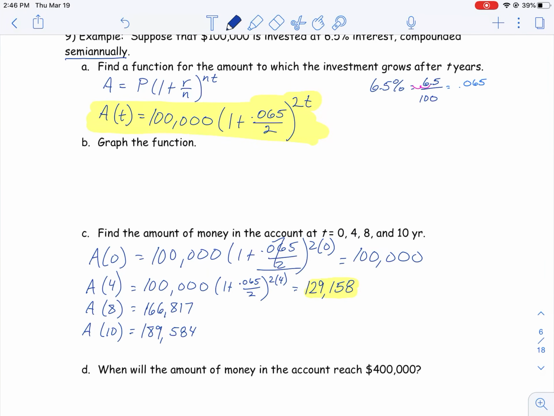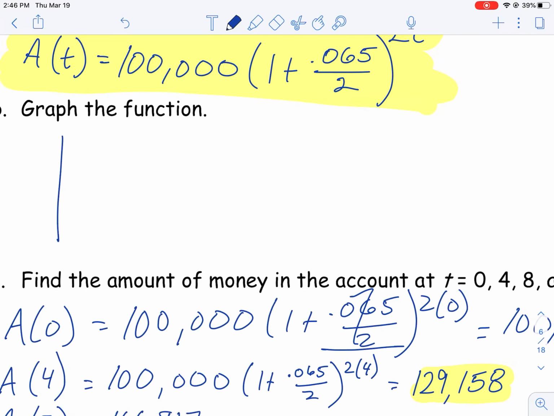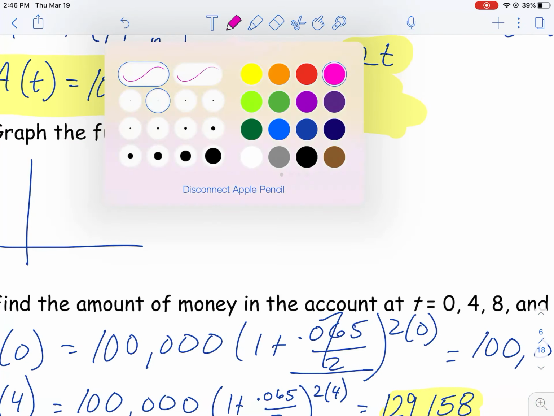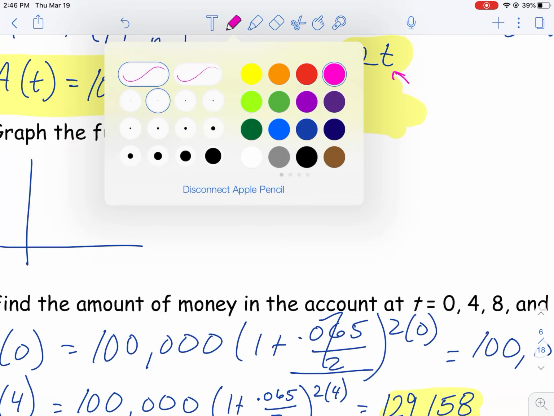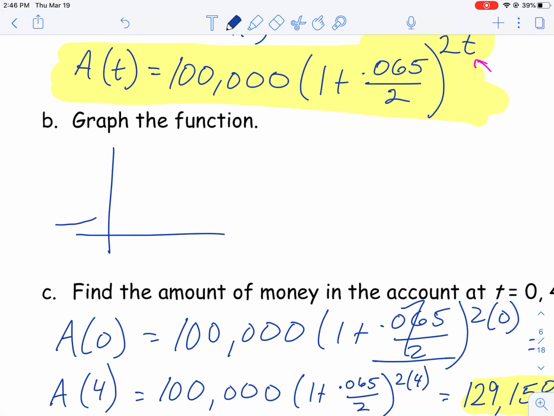All right, let's graph the function. I'm going to do just a quick aside here. You can skip it if you want. But remember we said this is an exponential function? How do we know it's exponential? Well, we know it's exponential because the variable is in the exponent. So even before putting it in your calculator or in Desmos, you know this graph is going to look something like this. Now, it may be stretched out.